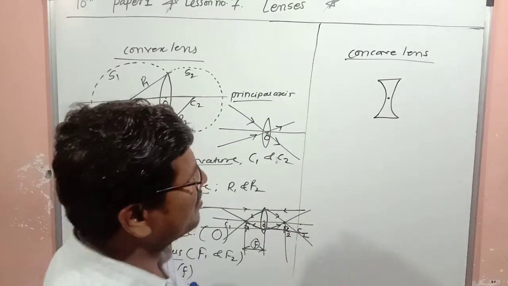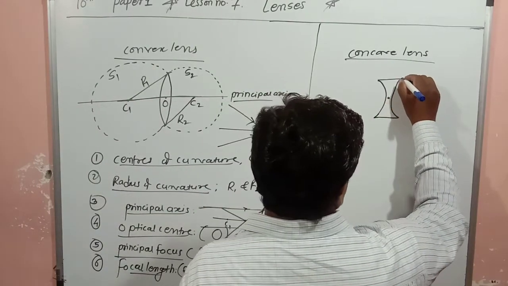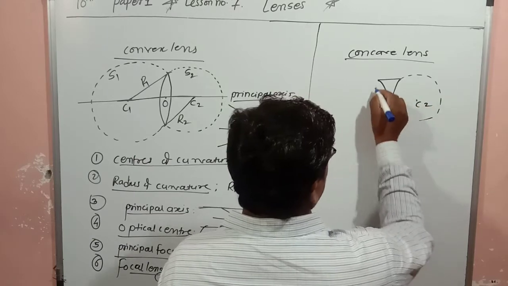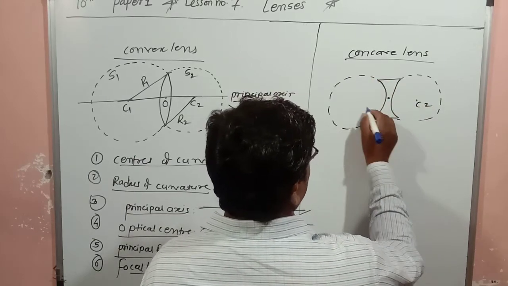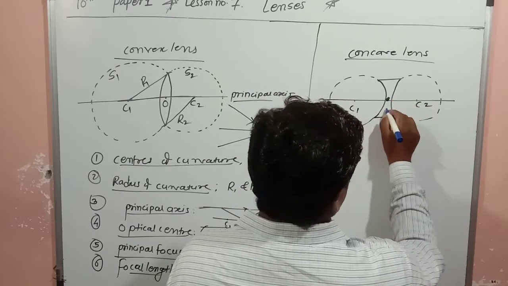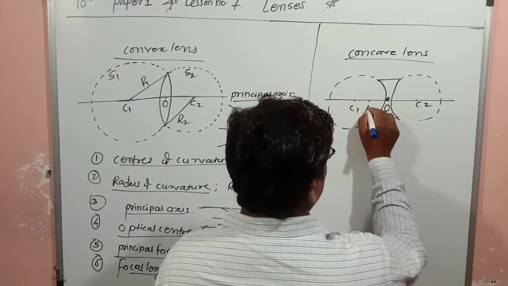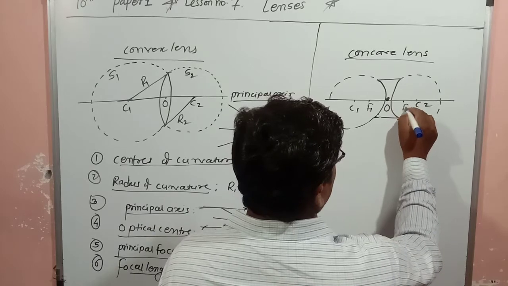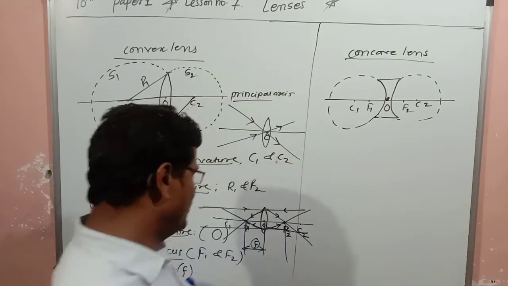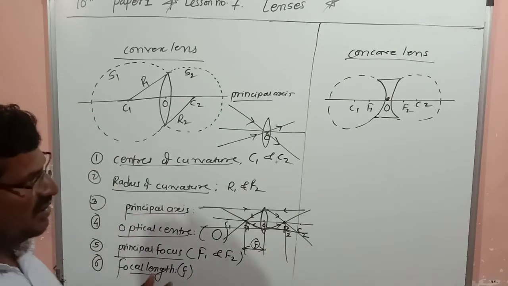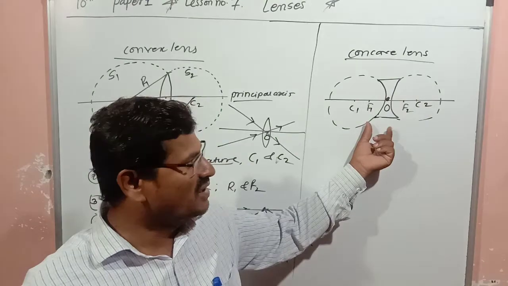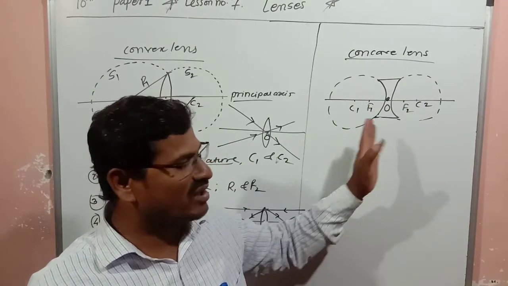And in the case of the concave lens also, C1 and C2 will be there. If you draw an imaginary circle here, there will be C1, the principal axis, the optical center, F1 and F2. But you have to remember one thing: F1, the principal focus, is the midpoint of that particular radius of curvature.